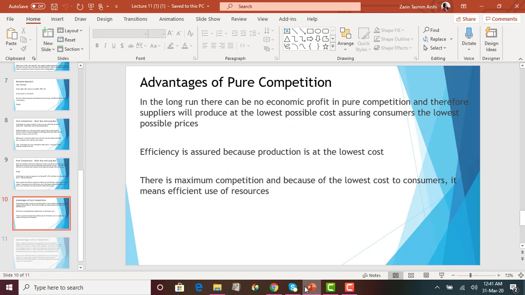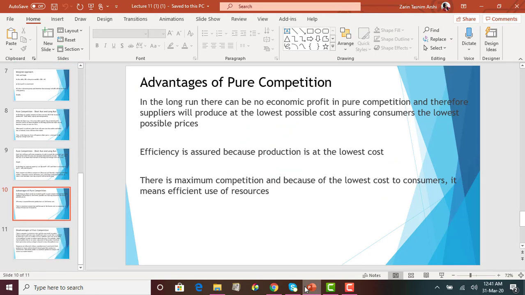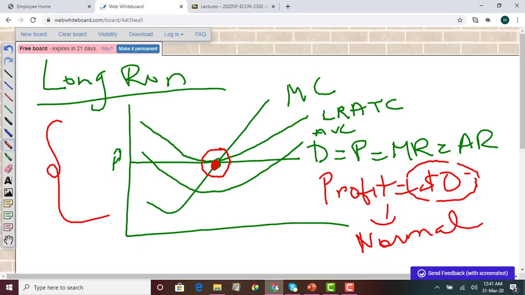So then the last topic we talk about is the advantages and disadvantages of perfect competition. Okay, so the advantage of perfect competition is basically, if you remember, in the long run, there is no economic profit, right? So producers will be producing at the lowest cost. Again, if we go back to the graph, you see the producers are producing at the lowest point, right? This is the long run average cost curve.